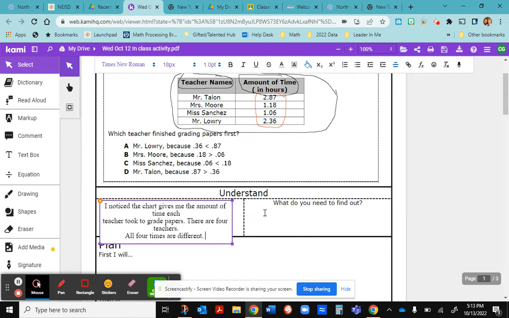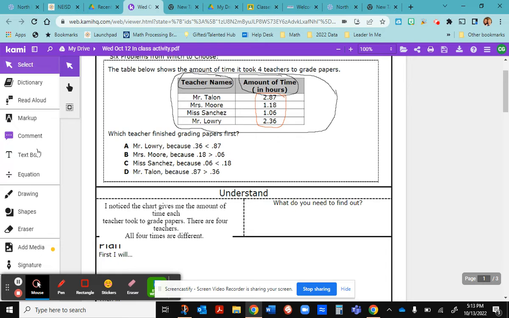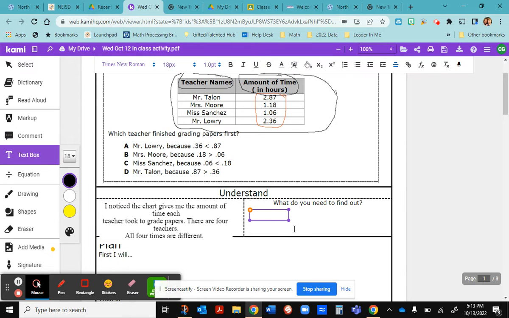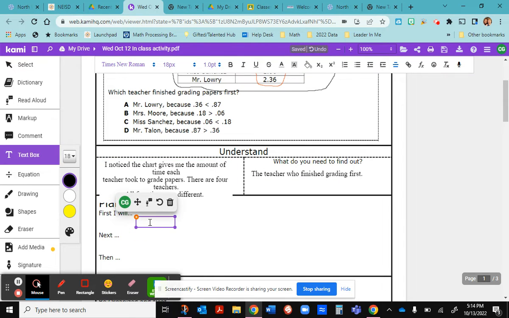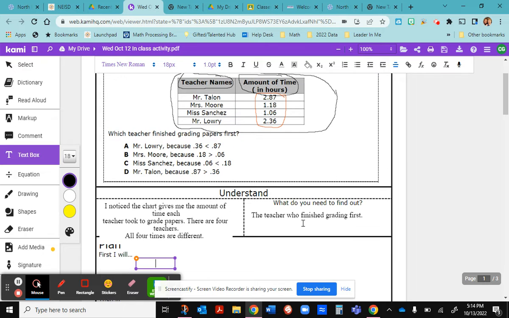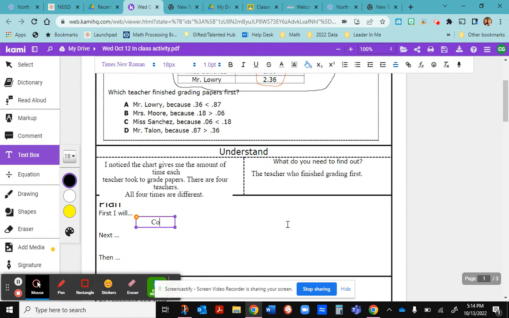So what do we need to find out? Coming over to this next block, we need to find out the teacher who finished grading first. Now that I know that, remember, that's the author's purpose, I can create a plan that's going to help me answer that question. So what do I need to do first? Okay, we're going to have to compare the times, right? So I'm going to compare the times.